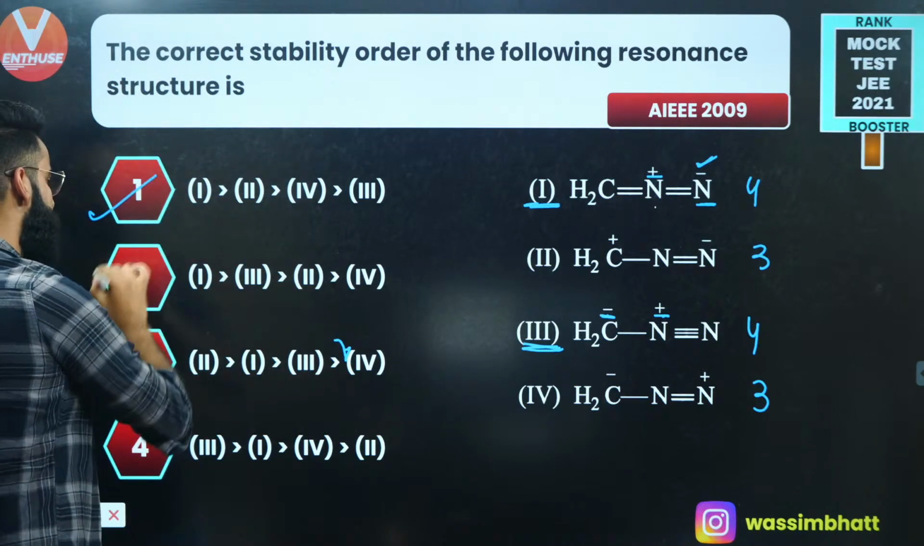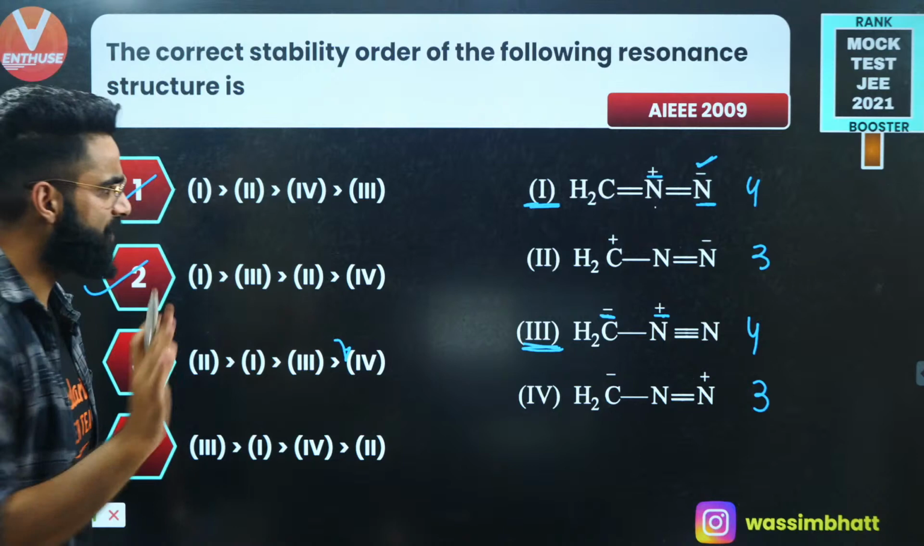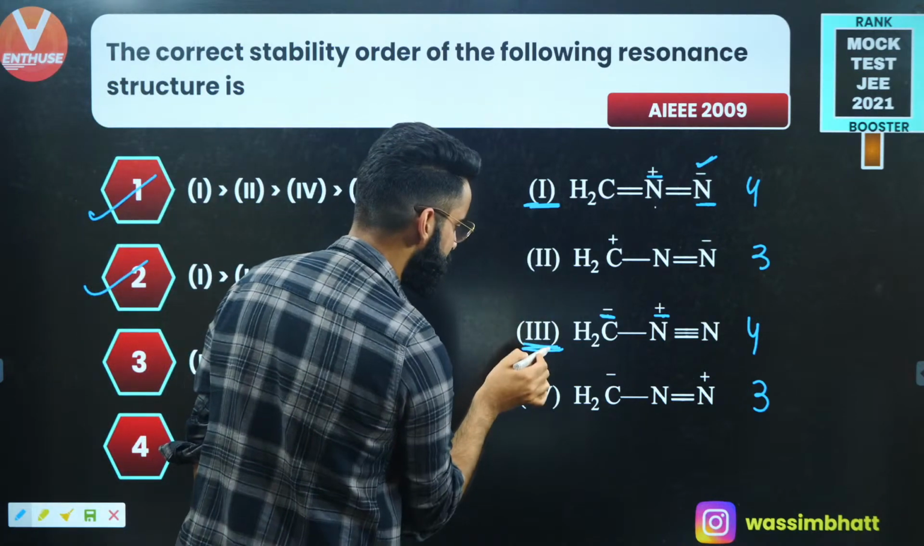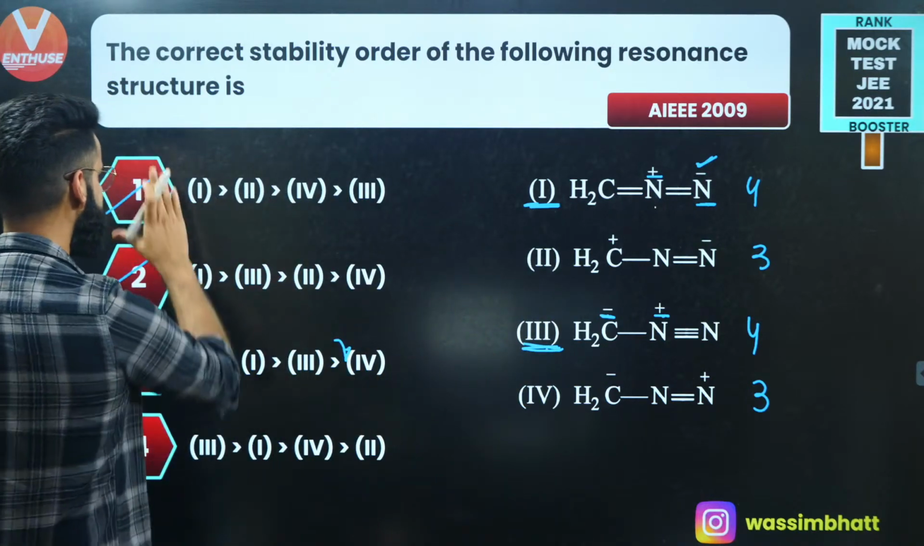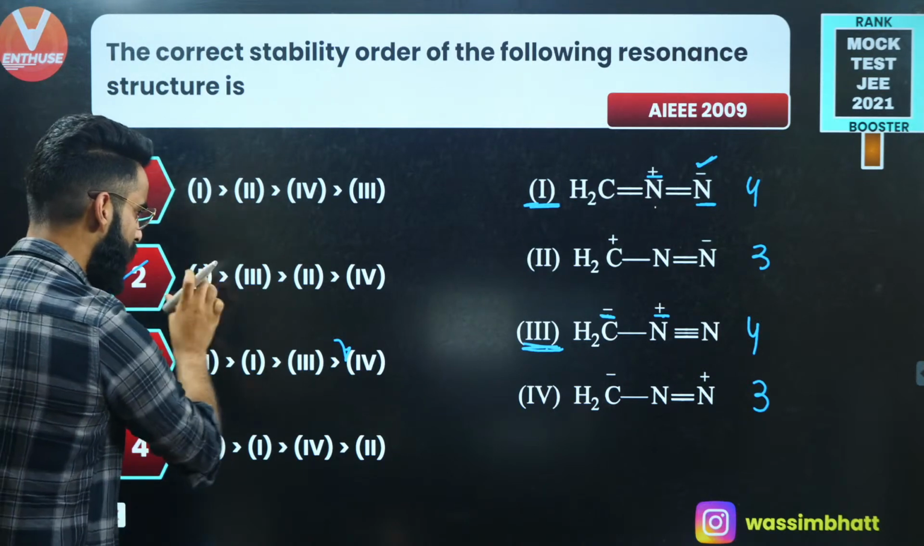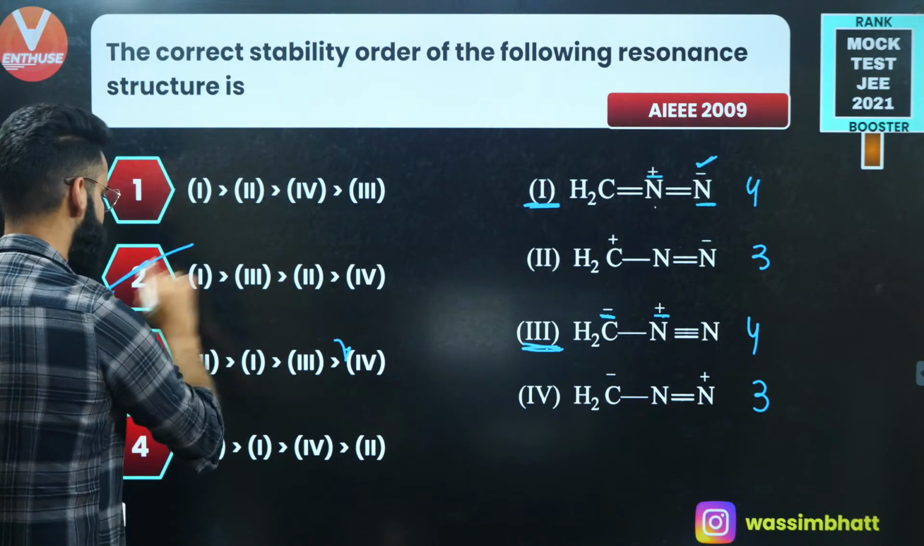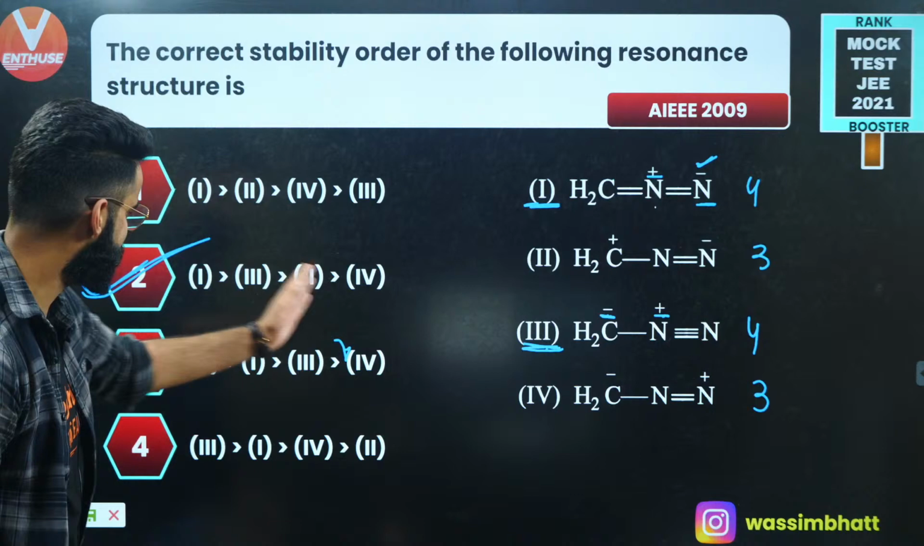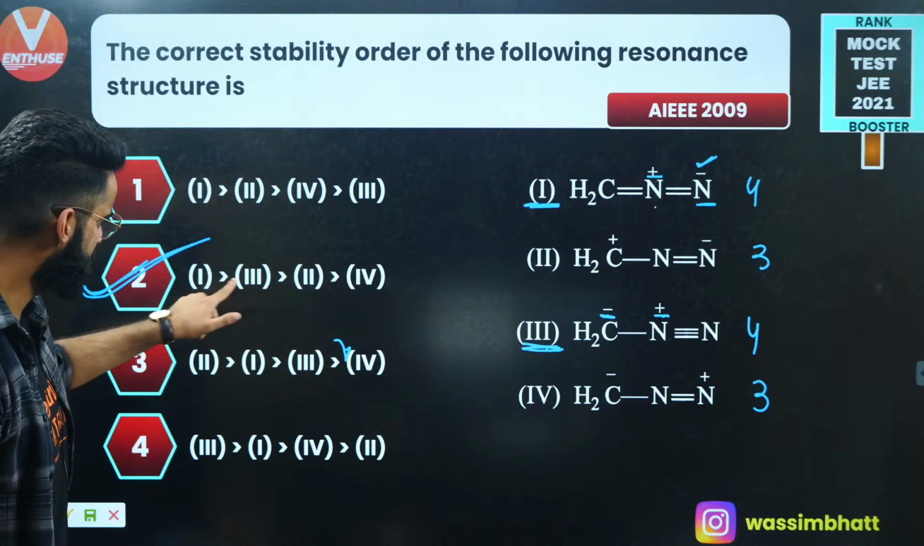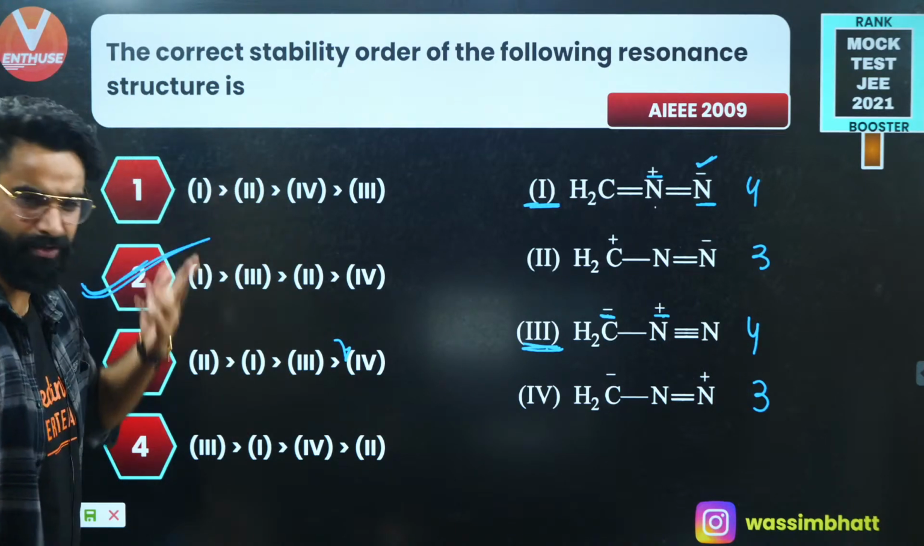So either it's going to be option 1 or it's going to be option 2. First one is maximum stable. After first one, which one comes automatically? 3 comes, right? After first one, 3 comes. There is only one option which satisfies it. Okay, so option 2 is going to be the one. No need to check the rest of the things, right? 1 is maximum stable followed by 3. Rest, no need to check the others.